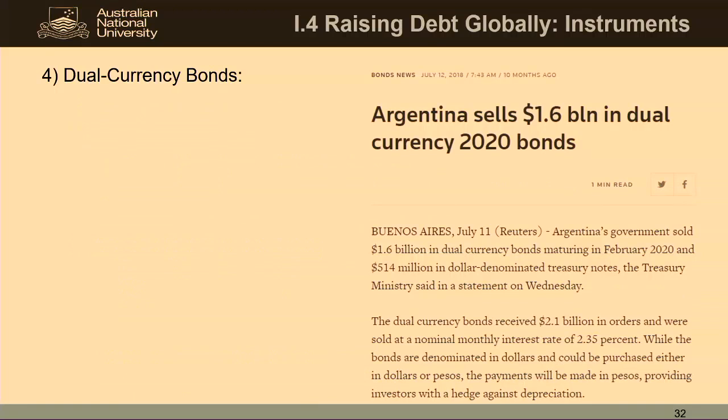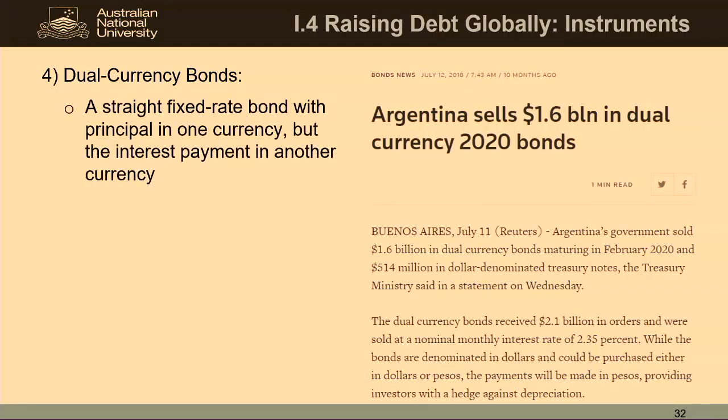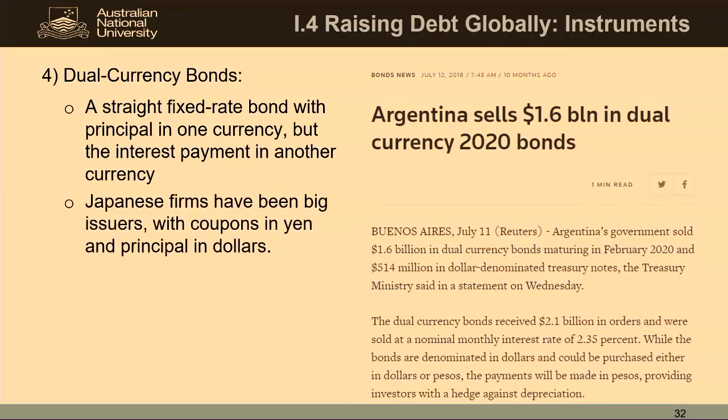And then we have dual currency bonds that we briefly mentioned in the World Bank issue. So dual currency bonds is basically a straight fixed rate bond with principal in one currency, but the interest payment in a different currency. Japanese firms have been big issuers with coupons paid in yen and principals paid in dollars. So how does this work?